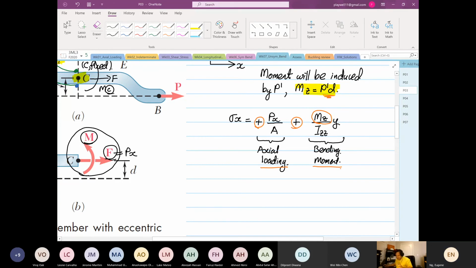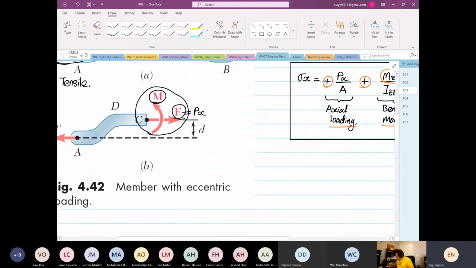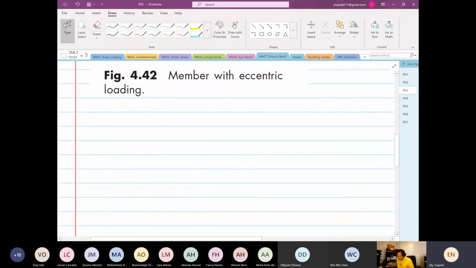Now, I'll break things down for you so you understand what I mean by don't worry about the sign. Like last week, I also emphasized not to worry about the sign. I want you to visualize what the moment is doing. That's more important than worrying about the sign. So let's look at one condition over here. The condition will be exactly the same as in the problem. So I'm going to sketch this out.